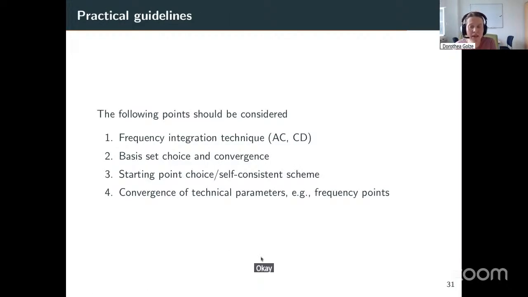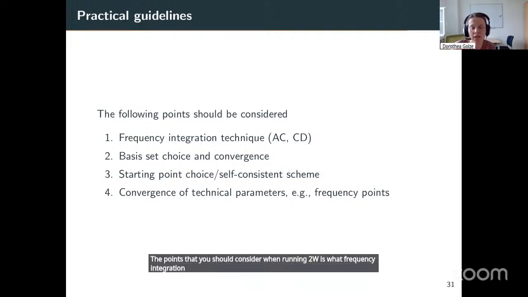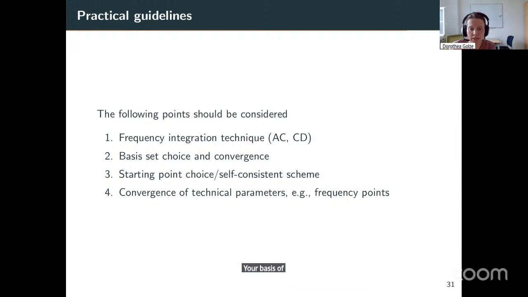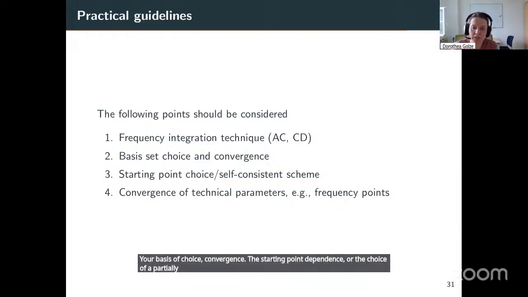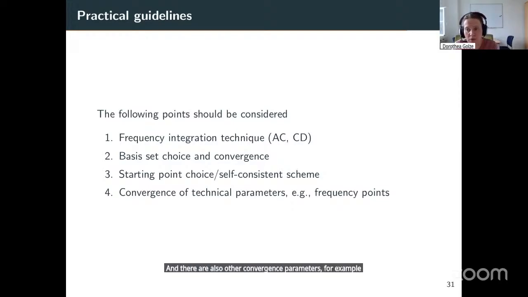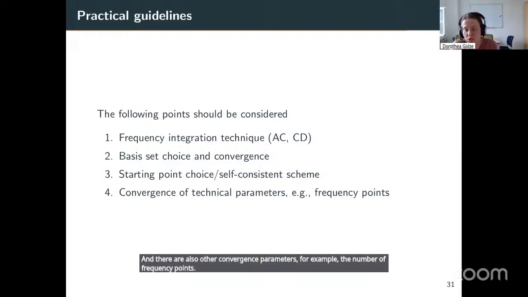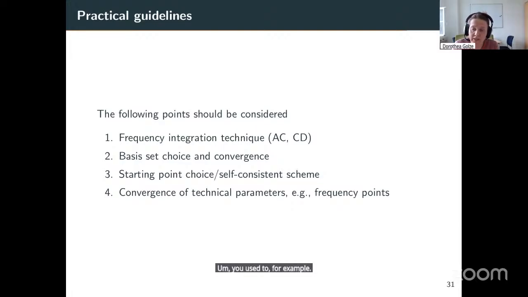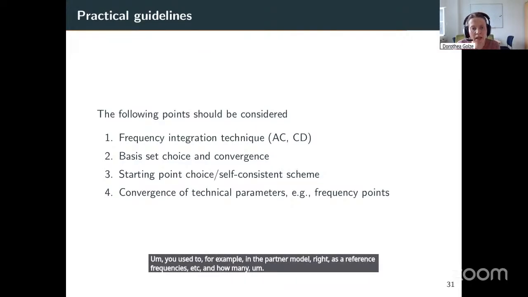Okay. Now, finally, I want to close with a few practical guidelines. The points that you should consider when running GW are what frequency integration technique to choose, your basis set choice, convergence, the starting point dependence, or the choice of a partially self-consistent scheme. And there are also other convergence parameters, for example, the number of frequency points you use in the Padé model, as reference frequencies, etc., and how many Padé parameters you choose.